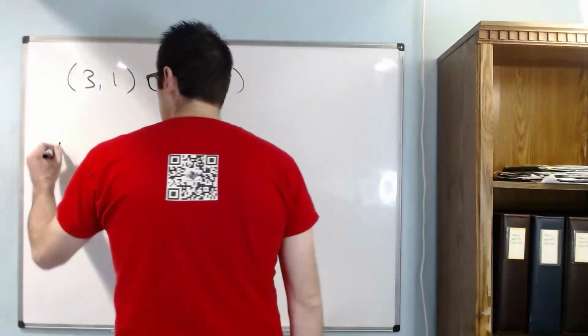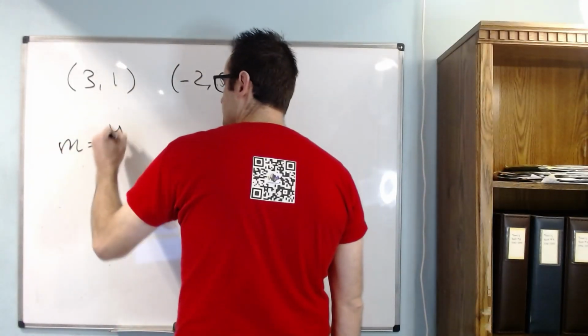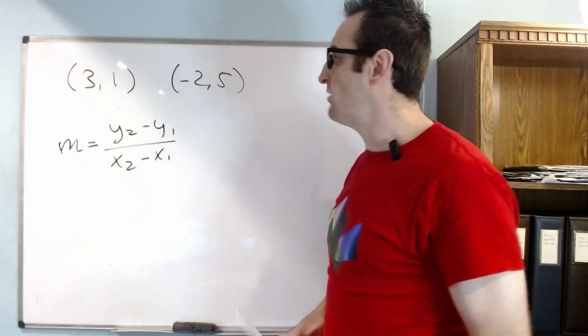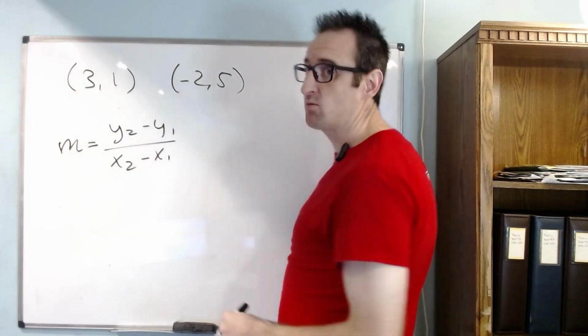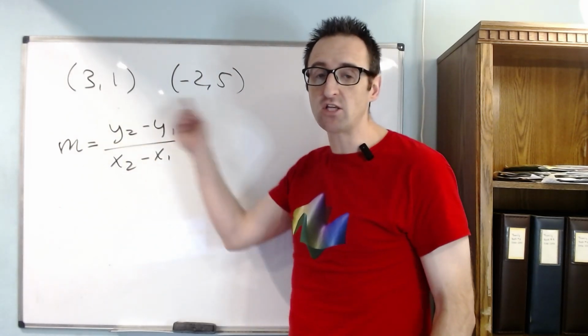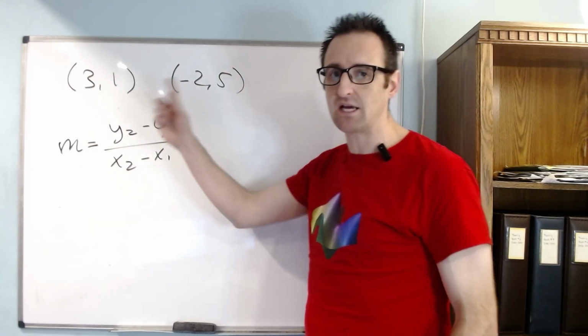To do that, we're going to utilize the slope formula. m equals y2 minus y1 over x2 minus x1. And all we have to do is assign which one we're going to call x1, y1, and which one we're going to call x2, y2. And it doesn't actually matter which ones you do as long as you're consistent down here.